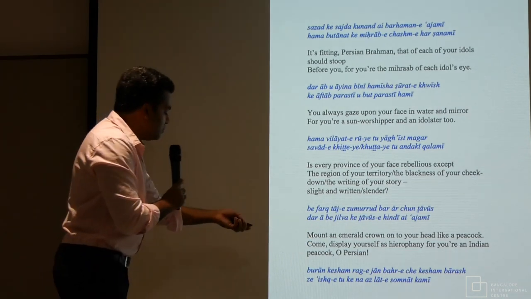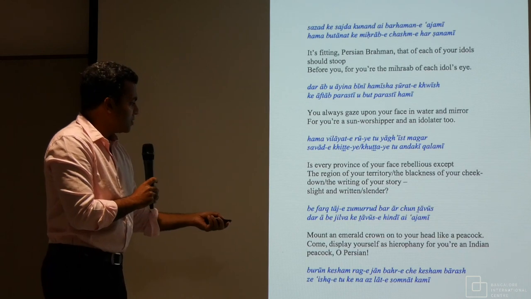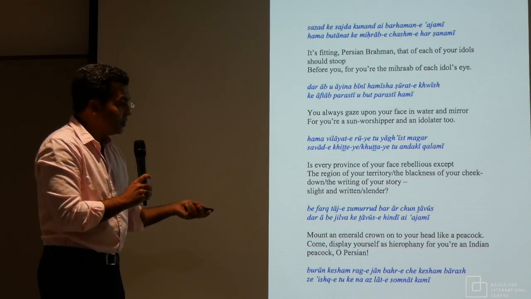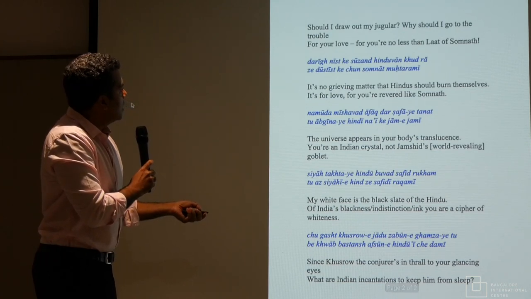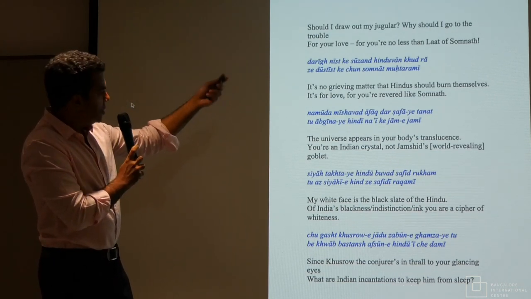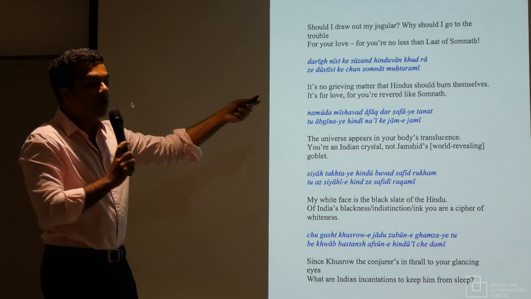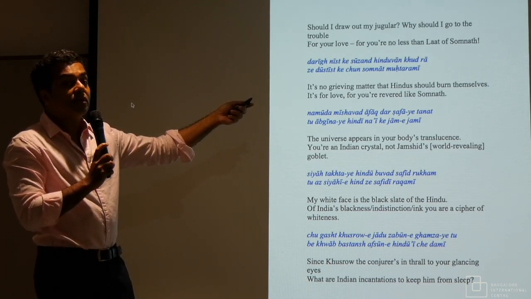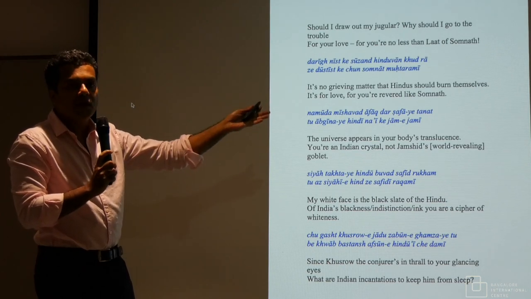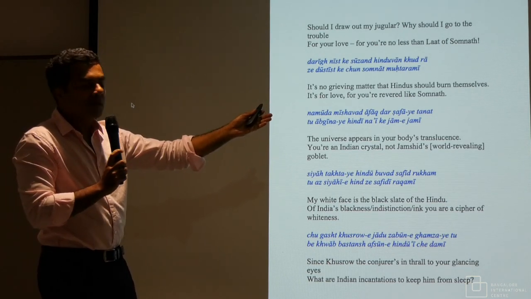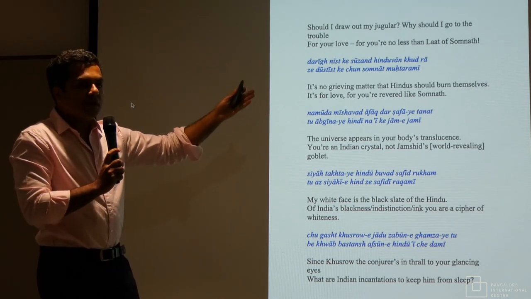He plays with the idea of the Indian peacock. One of the reasons for India's greatness in his geographical imagination is that it has the peacock, right? He also analogizes him to this Brahmin beloved to Lat, who is one of the goddesses of pagan Mecca, one of the idols, goddess idols, whom Muhammad removed from Mecca, from the Kaaba. He says this is the Lat of Somnath, right?